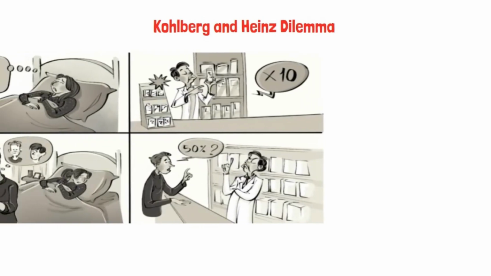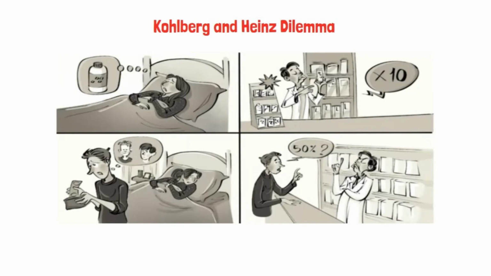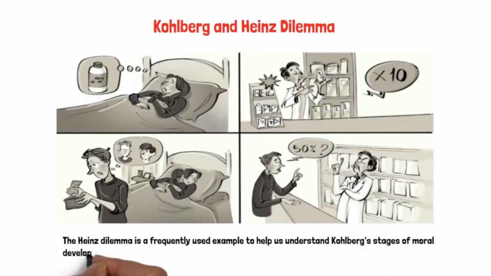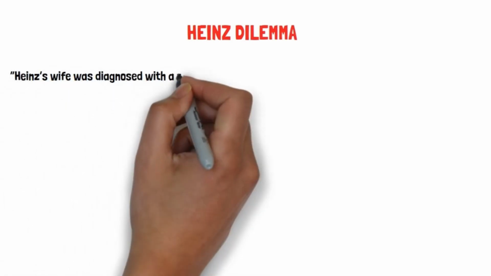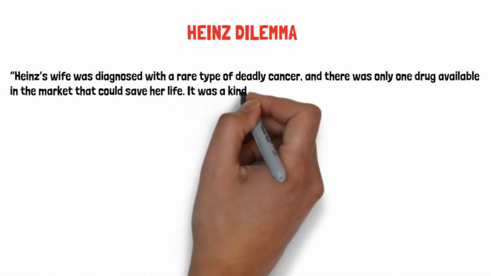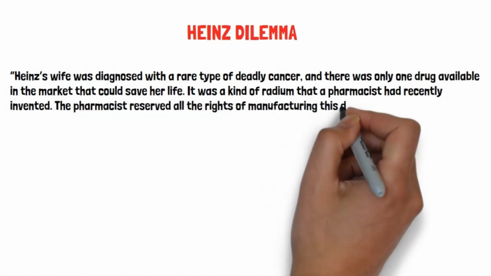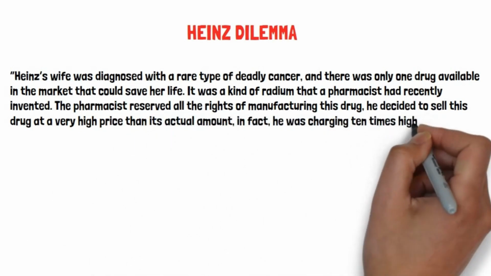The Heinz dilemma is a frequently used example to help us understand Kohlberg's stages of moral development. How would you answer this dilemma? Heinz's wife was diagnosed with a rare type of deadly cancer, and there was only one drug available in the market that could save her life. It was a kind of radium that a pharmacist had recently invented. The pharmacist reserved all the rights of manufacturing this drug. He decided to sell this drug at a much higher price than its actual amount. In fact, he was charging 10 times higher than its original amount.